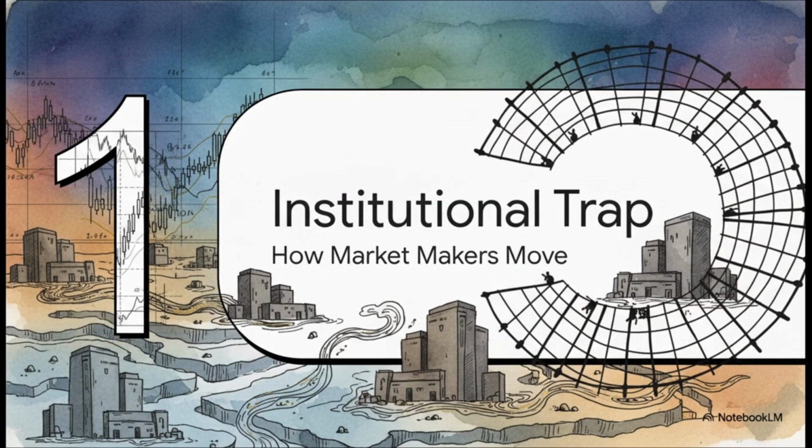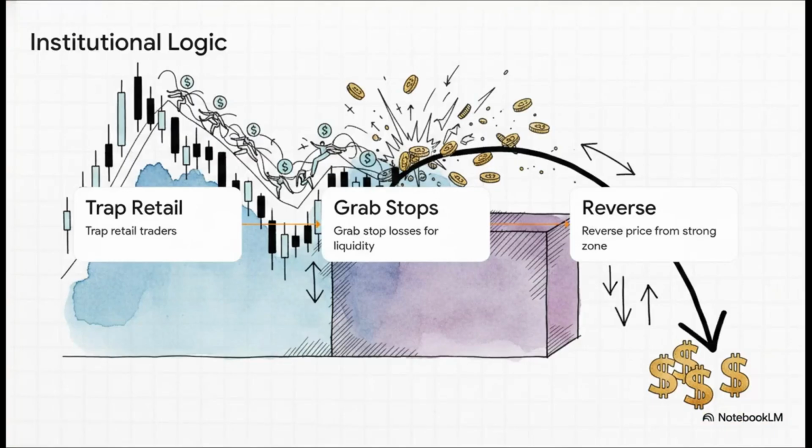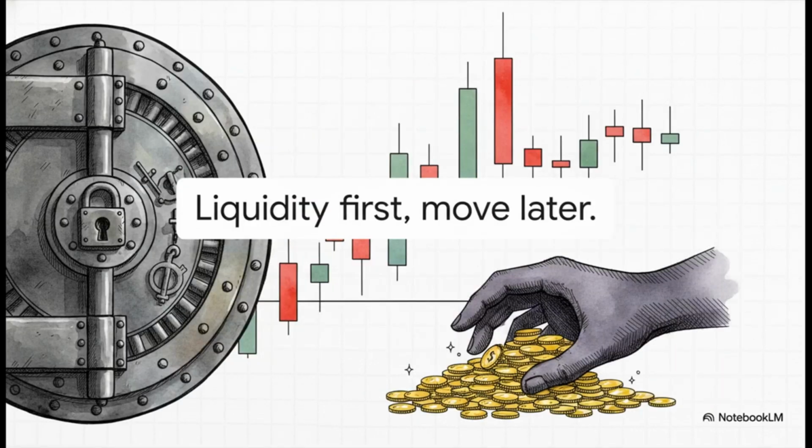Starting with part 1, the institutional liquidity trap itself. The institutional logic is actually pretty brilliant, and it happens in 3 exact steps. First, they push the price to trap retail traders into taking that breakout trade. Second, they push it just a little bit further to grab the stop losses of the folks who are already positioned the other way. That right there is the liquidity grab. And third, now that they've hoovered up all those orders, they reverse the price from a strong institutional zone into the actual intended direction. If you take one thing away today, make it this mantra: liquidity first, move later.